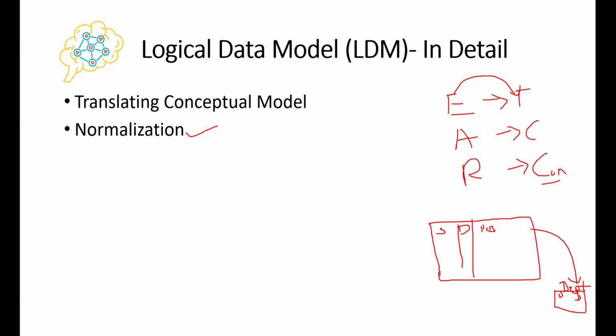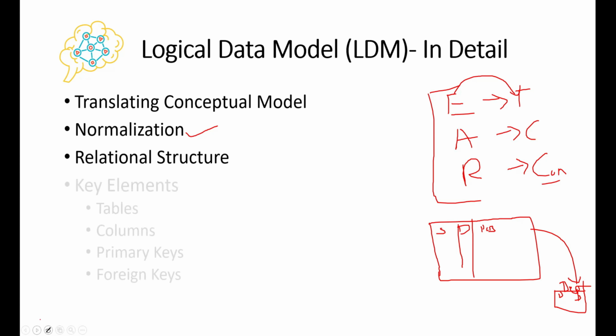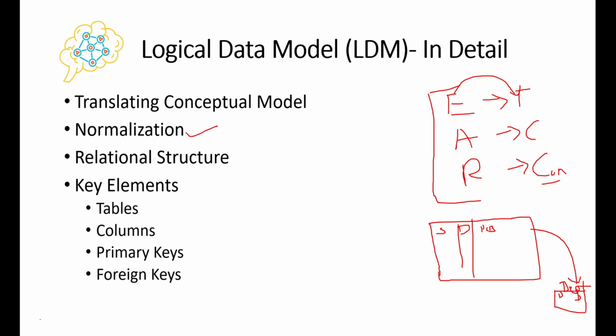The next is the relational structure. Logical data models are commonly represented using a relational structure, where entities become tables, attributes become columns, and relationships become foreign key constraints. That is what we were discussing here. The key elements are tables, columns, primary keys and foreign keys, because we converted entities to tables, instead of entities, attributes and relationships.